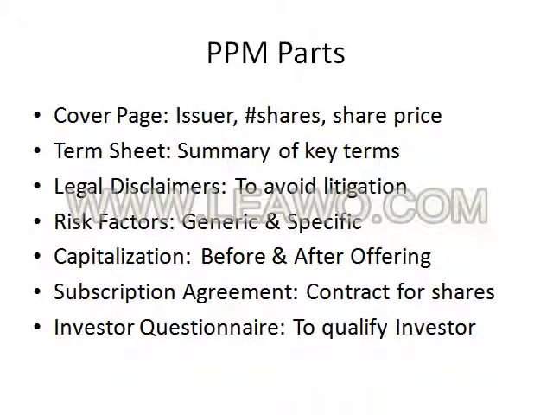The parts of the PPM mainly consist of a cover page, which lists such information as the name of the issuer, the number of shares being offered, along with share price. The term sheet, as given by the issuer, is a summary of the issuer's key terms to get the deal done. There are legal disclaimers. These help to avoid litigation. Risk factors are also disclosed, both generic and specific.